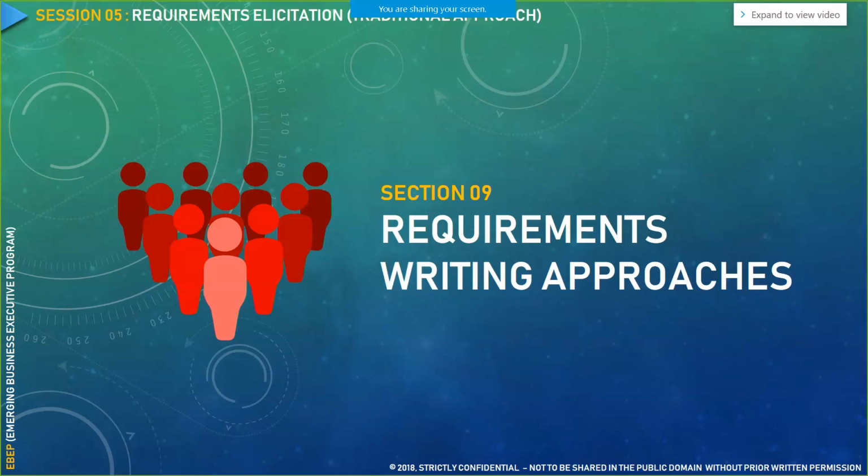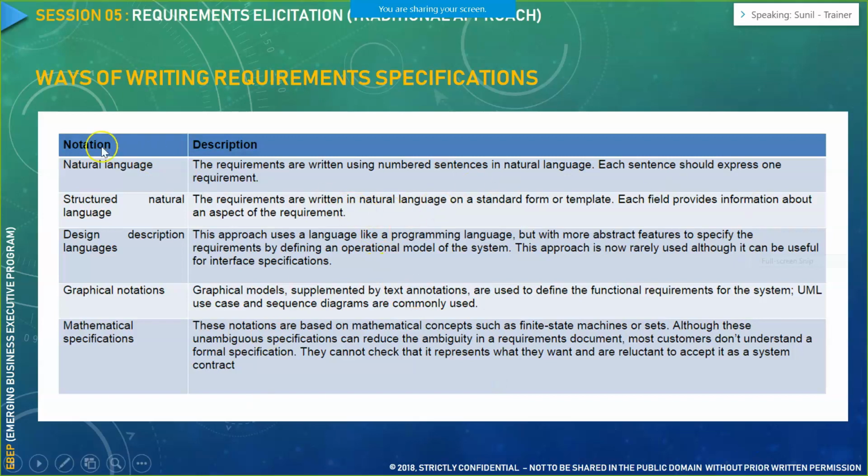Okay. Now, how do we write the requirement? What are the approaches in terms of writing the requirement? So there are various approaches by which we can write the requirement. First is your natural language way, wherein we write the requirement in sentence format. Very simple sentences like the system shall be able to do this, the system shall be able to do that.